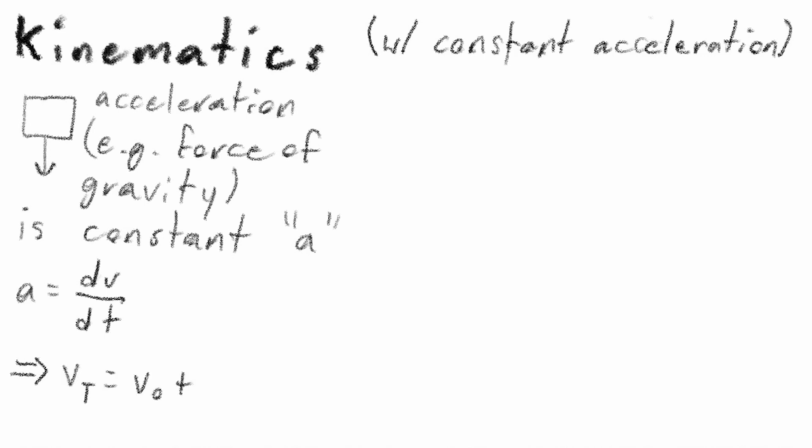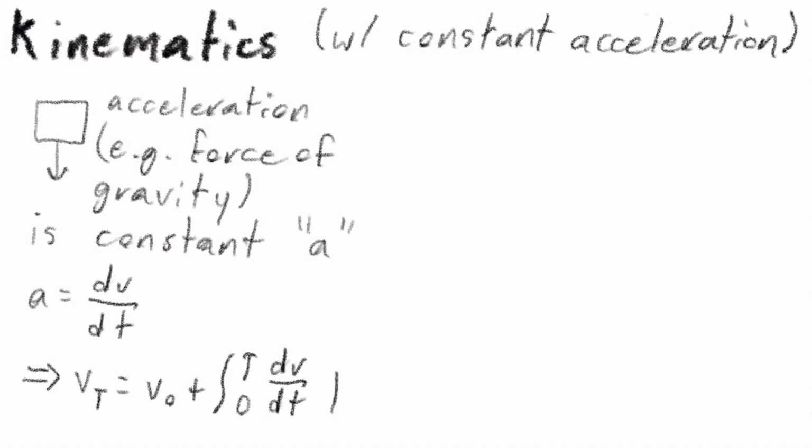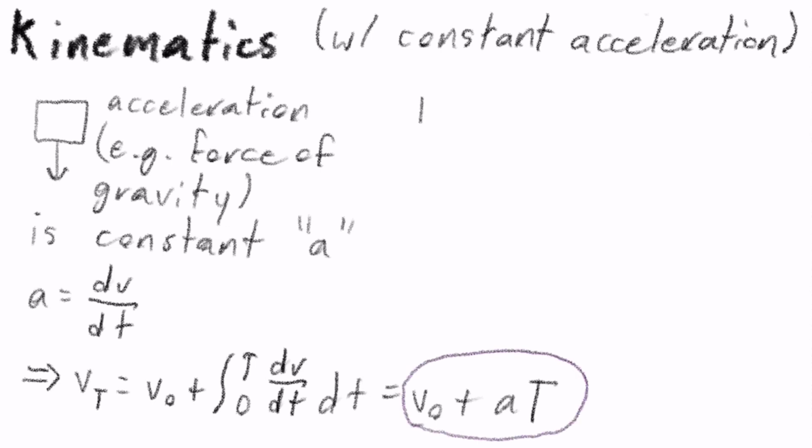To get a bit advanced in the next part, if acceleration is some constant a, that's the derivative of velocity with respect to time, then if we sum up or integrate all the changes in velocity over some time interval t, then at time t, the new velocity, v sub t, will be the initial velocity, v sub 0, plus the acceleration, a, times the time t.